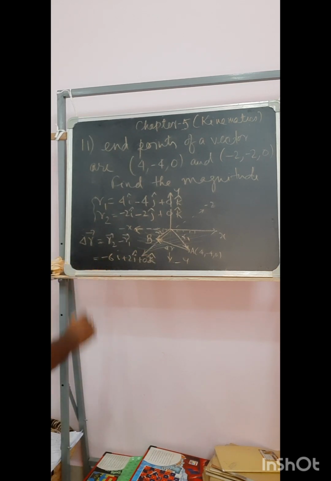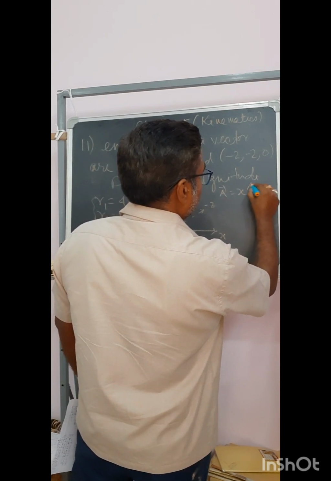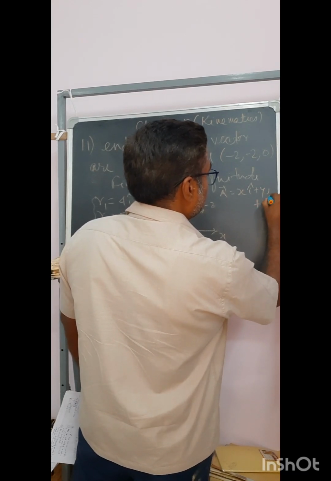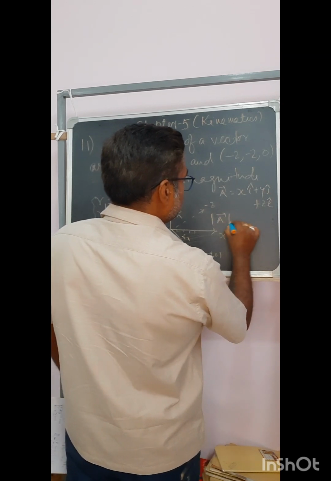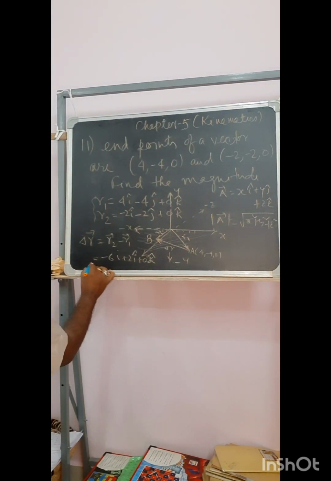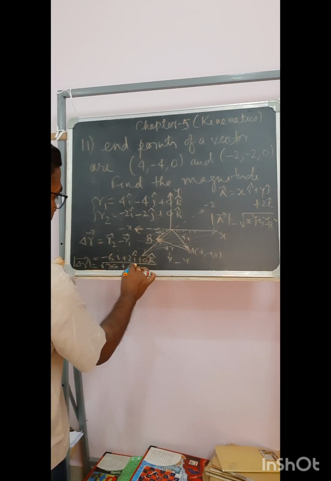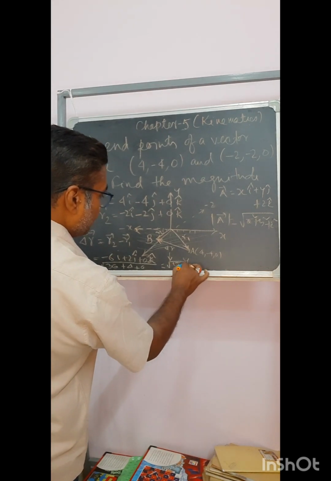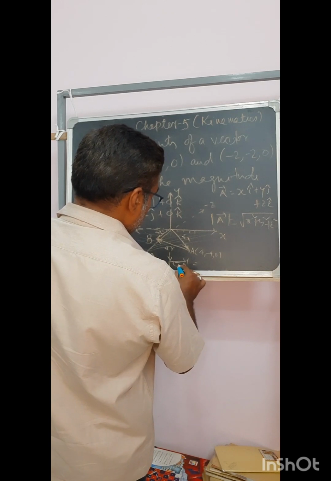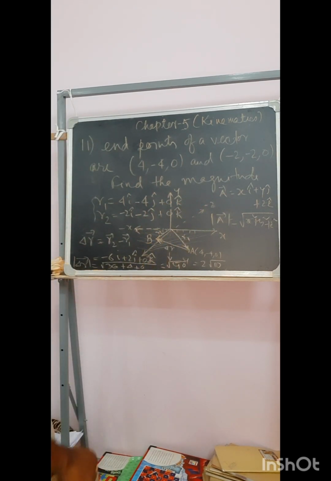Now if this is representing a vector, any vector, let's say a is denoted by xi, yj and zk, then the magnitude will be the square root of x square plus y square plus z square. So the similar thing will be calculated here, the mod of delta R will be the square root of 6 square, because negative square is positive again, so it will be 36 plus 4 and 0, so all total it will be square root of 40. That means 4 into 10, that means 2 root 10. So this is the magnitude of the vector. Okay, understood?